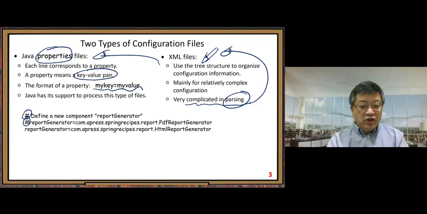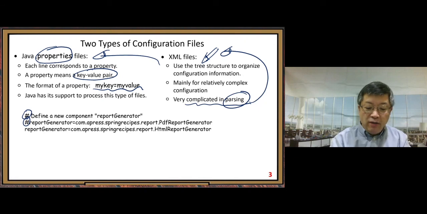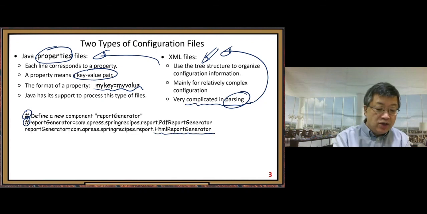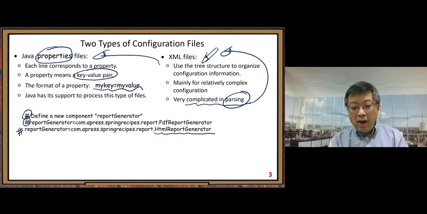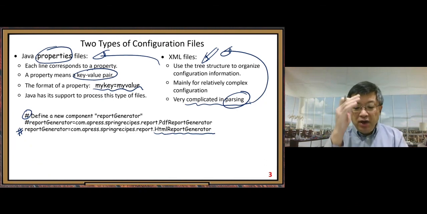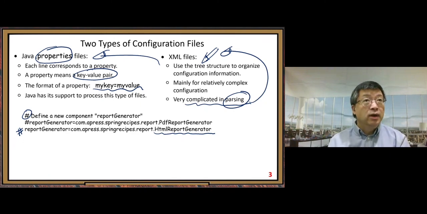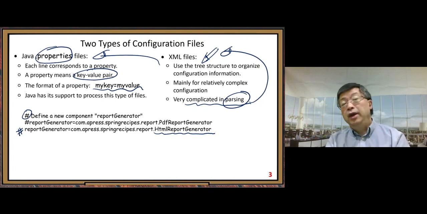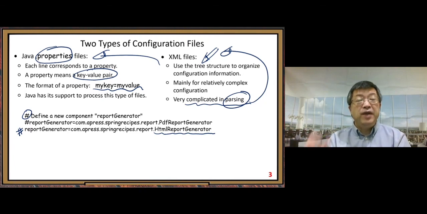For example, if we want to change from the HTML report generator to the PDF generator, we can just comment out the HTML line and remove the sharp sign of the PDF line. That's the change we need to make. Can you imagine non-Java programmers can do that easily? If you tell them the meaning, they can do it easily. That's the reason changing the configuration information is much easier than changing Java code.